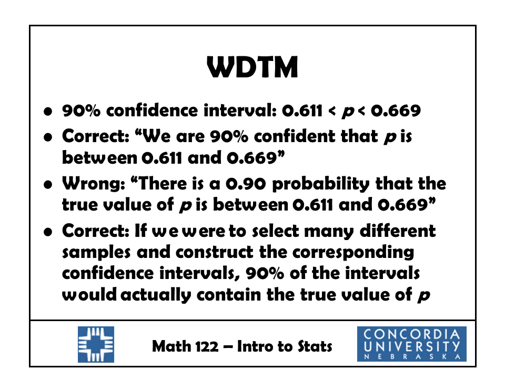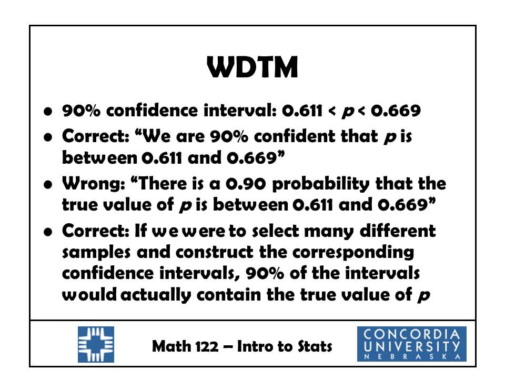Next is interpreting a confidence interval. For instance, in one of our examples in the notes, we calculated a 90% confidence interval for p to be 0.611 up to 0.669. A correct interpretation would be to say we are 90% confident that p is between 0.611 and 0.669. An incorrect interpretation would be to say there is a 0.9 probability that the true value of p is between 0.611 and 0.669.